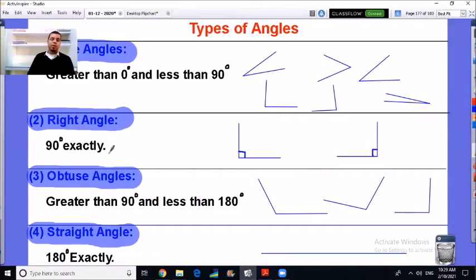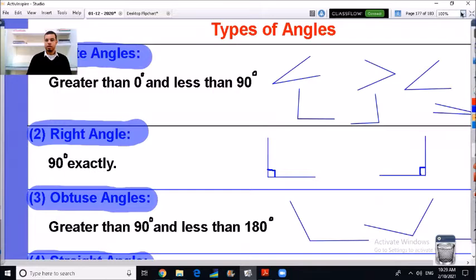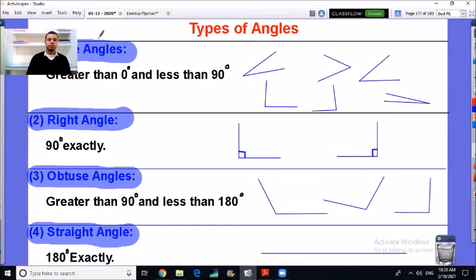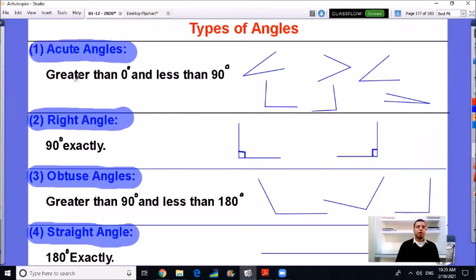Types of angles. Now we're going to move to the angles. Okay, the first thing that we have over here is the acute angle. Here is an acute angle. I'm going to try to make this bigger. All right. So here, as you see, guys, acute angles are greater than 0 degrees and less than 90 degrees.